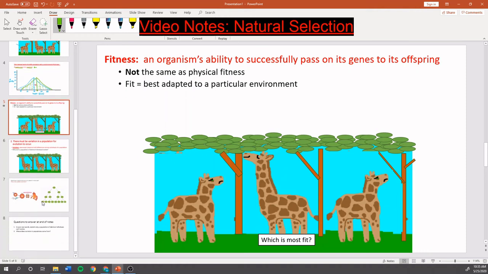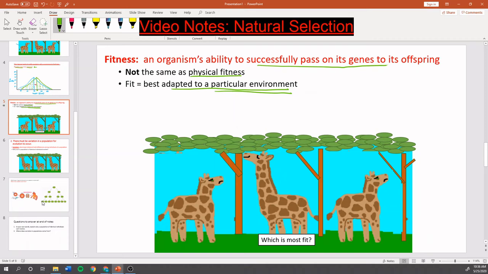All right, next thing. Just a term that I want to introduce, okay? So fitness, when we say survival of the fittest, fitness does not mean physical fitness. It does not always mean physical fitness. It is just the ability to successfully pass on its genes to its offspring. So really, fitness is just how well does it survive and reproduce. So fit, best adapted to a particular environment, this is really key. All fitness depends on the environment that the thing is in, okay?